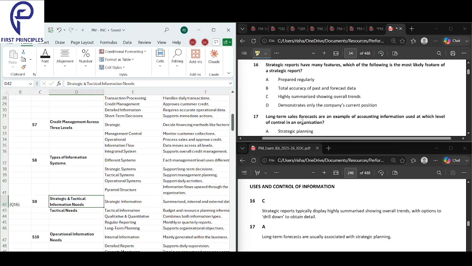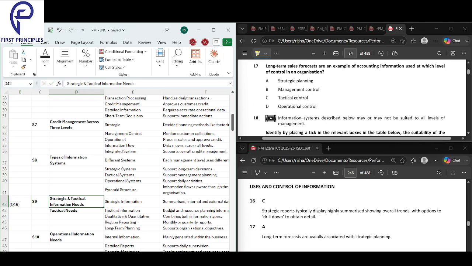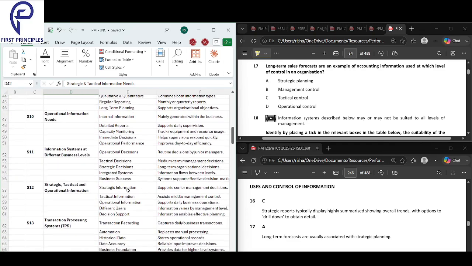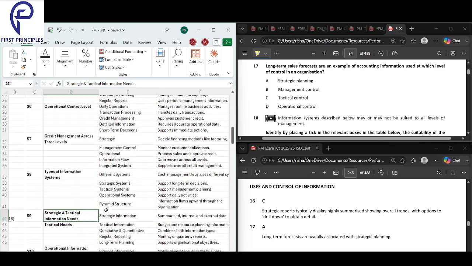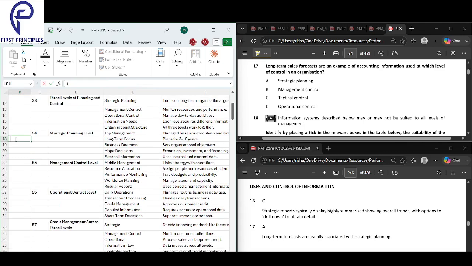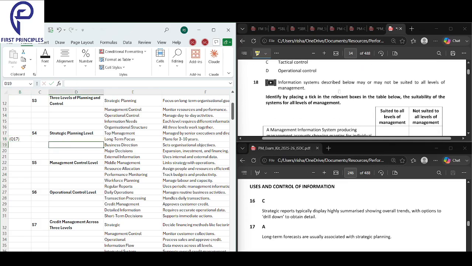Okay, done. Next, long-term sales forecasts are an example of accounting information at which level? Long-term sales forecast looks like the strategic level, to be honest. They are usually associated with strategic planning. Anything long-term is strategic. Plan C, long-term focus, 3 to 5 years, 3 to 10 years. Question 17. Okay, next we'll move on.